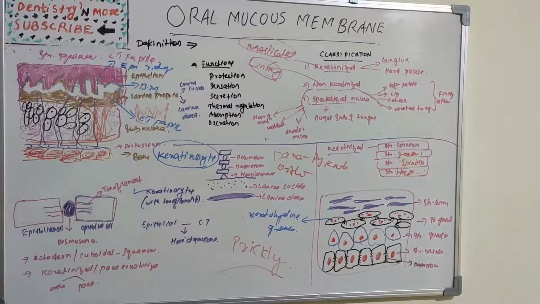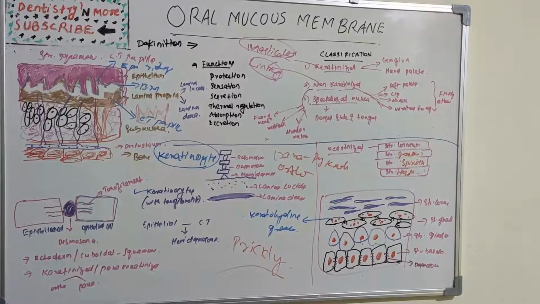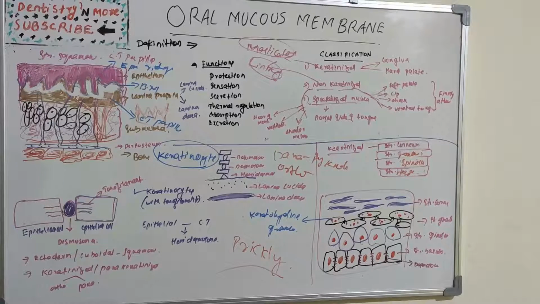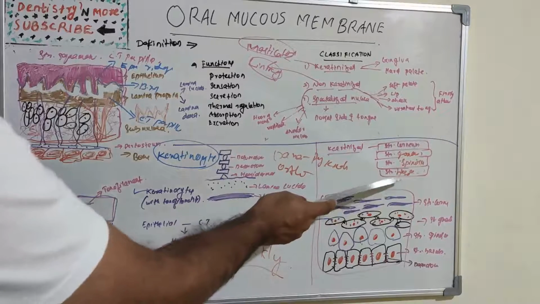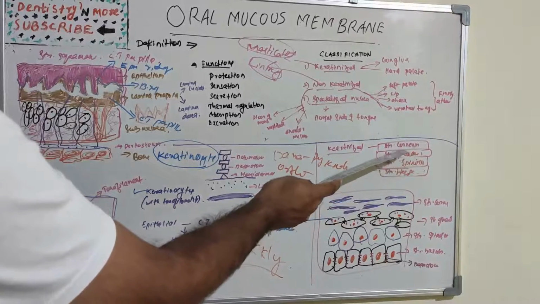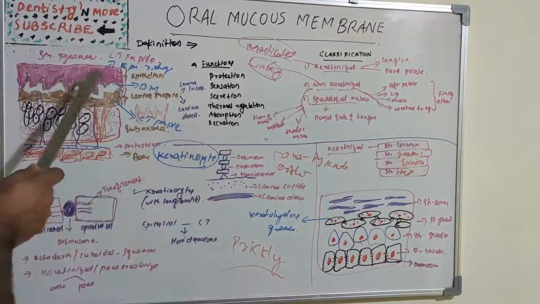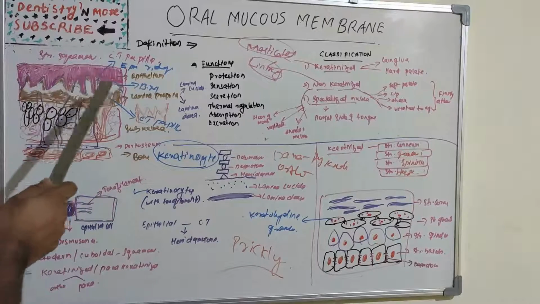So while moving on to the epithelial type and its maturation, we have 2 types of maturation pattern. One is keratinization and the other one is non-keratinization. In keratinized epithelium we have 4 layers, that is stratum basale, stratum spinosum, stratum granulosum and stratum corneum. So I am talking about this pink shaded epithelium.